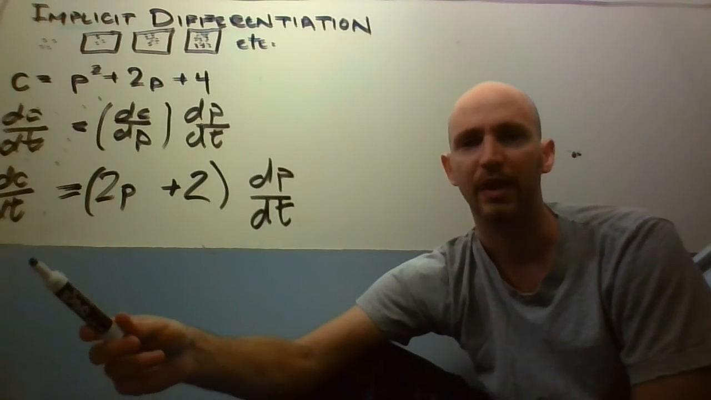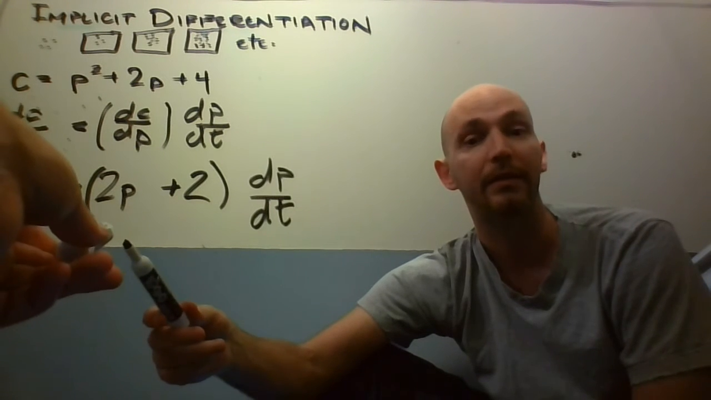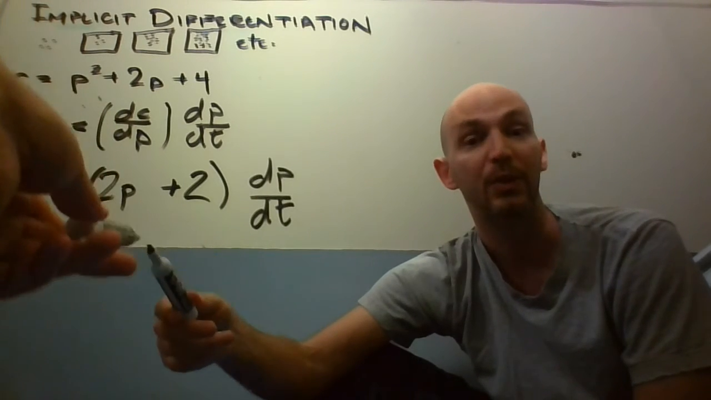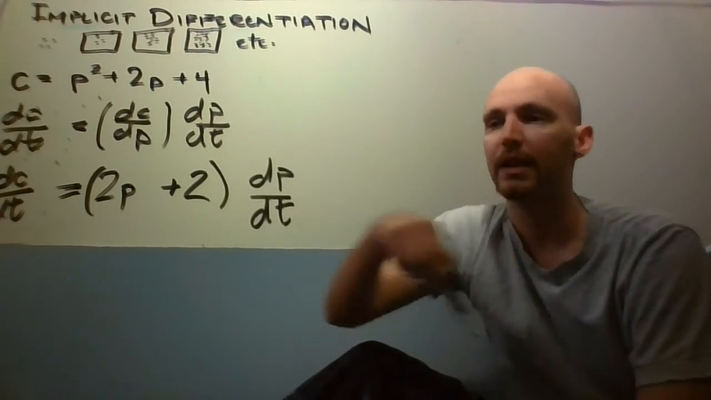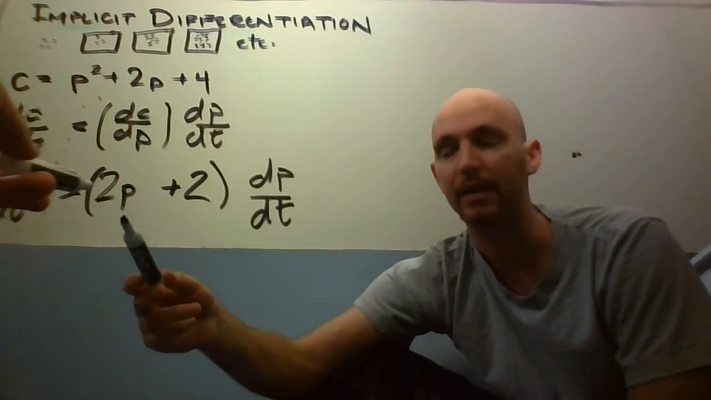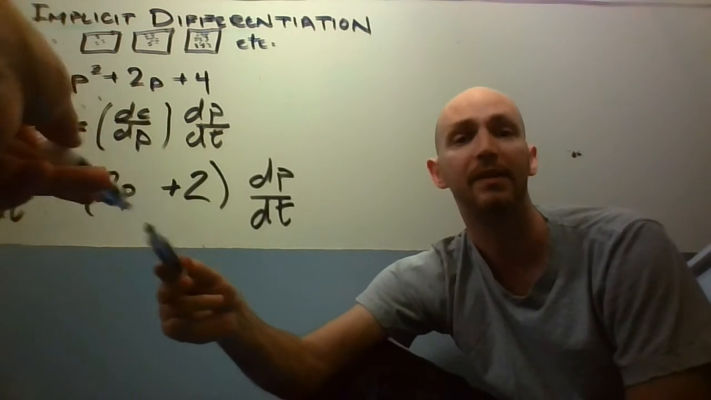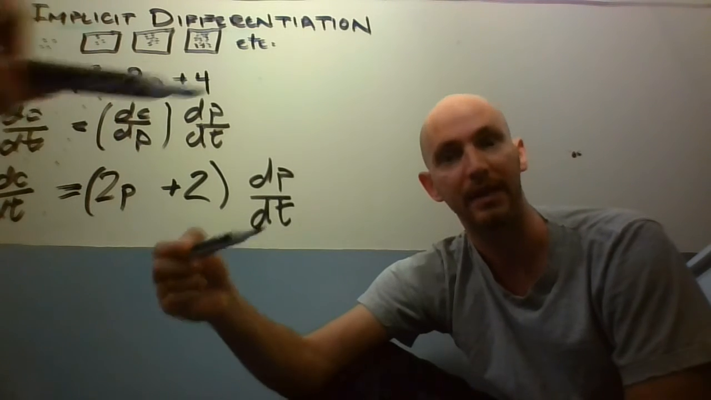So the change in my chocolate over time, it depends on which panel I'm at. If I'm at the 10th panel, this is 22, plus how quickly I'm running down the sidewalk. If I'm at the 100th panel, then I have 202 multiplied by my speed. So you can see how this is getting quite large, and it gets bigger the deeper down the sidewalk I go.